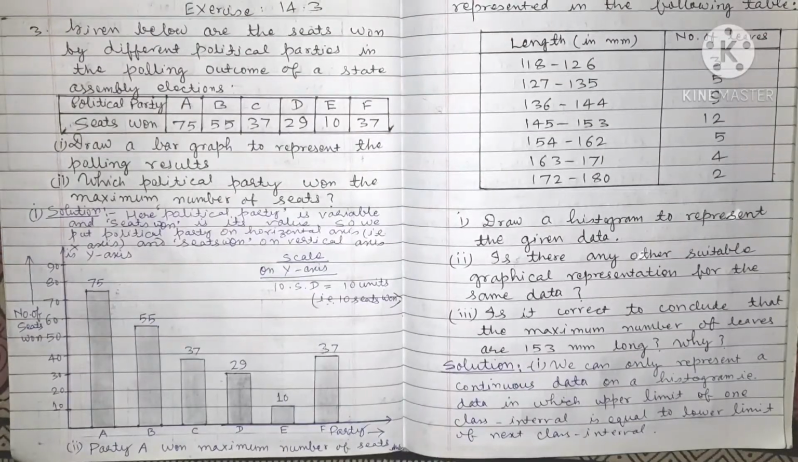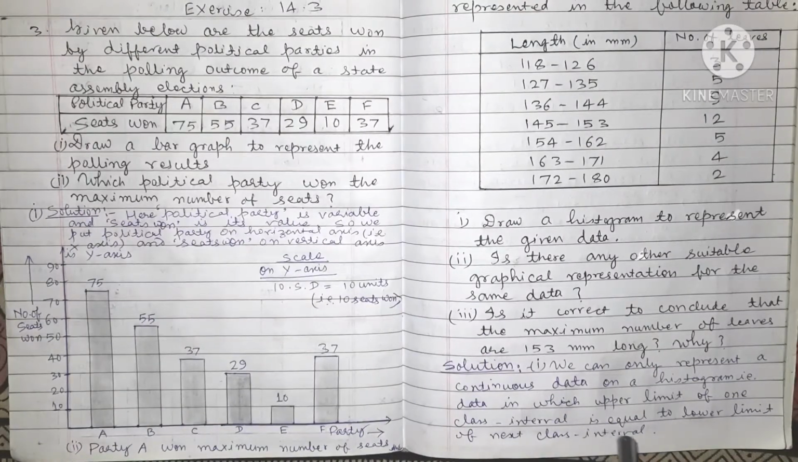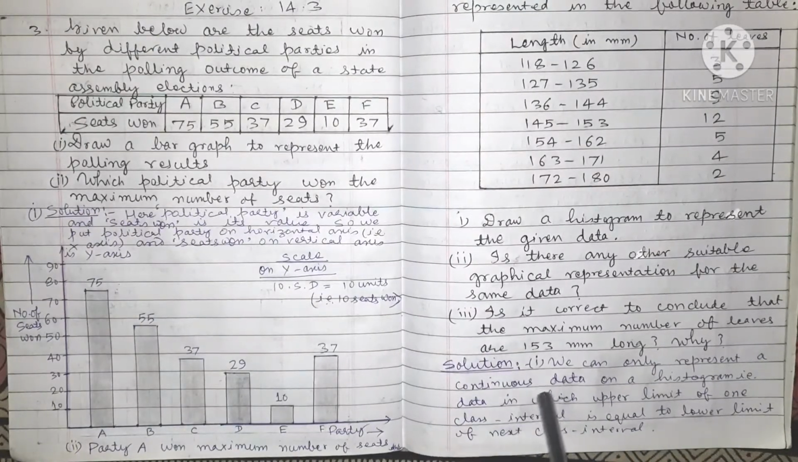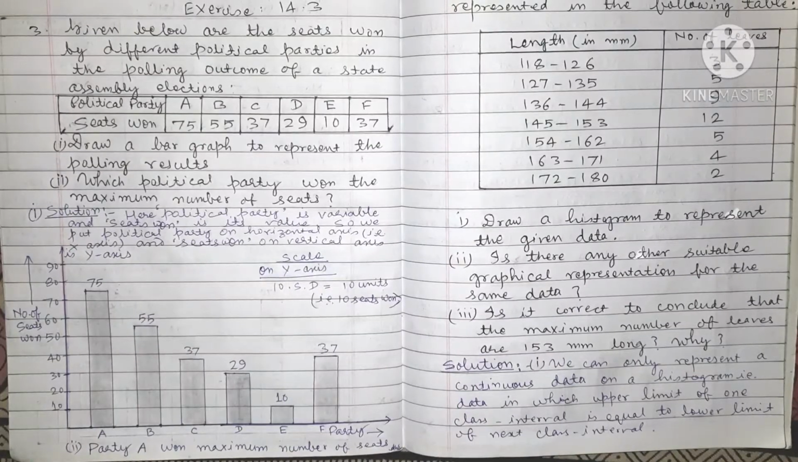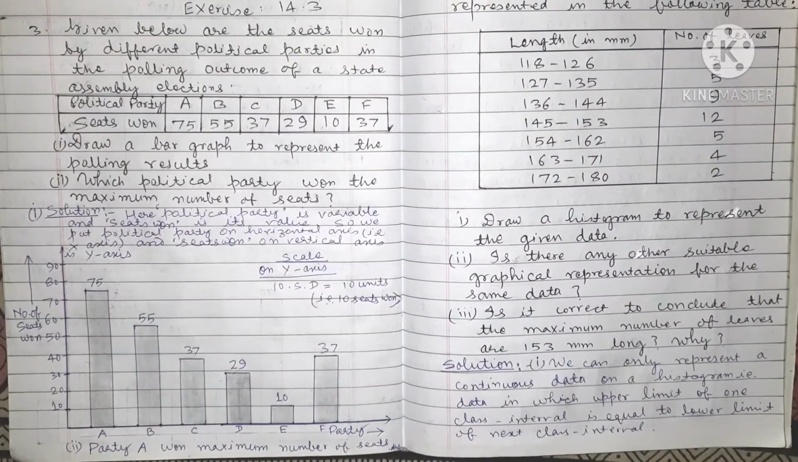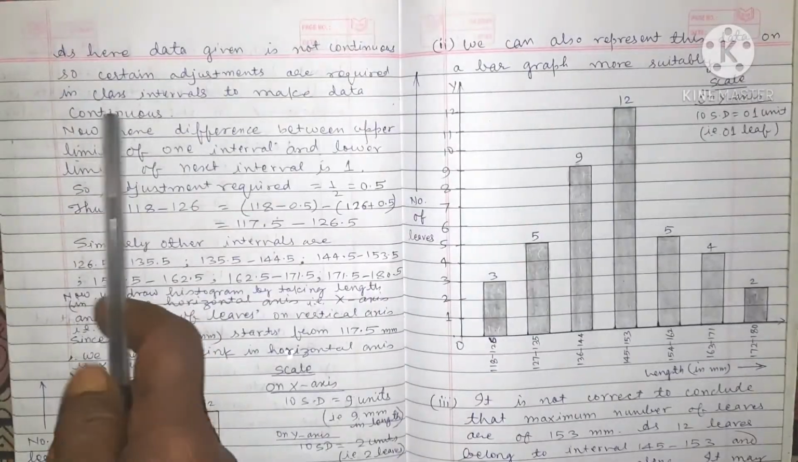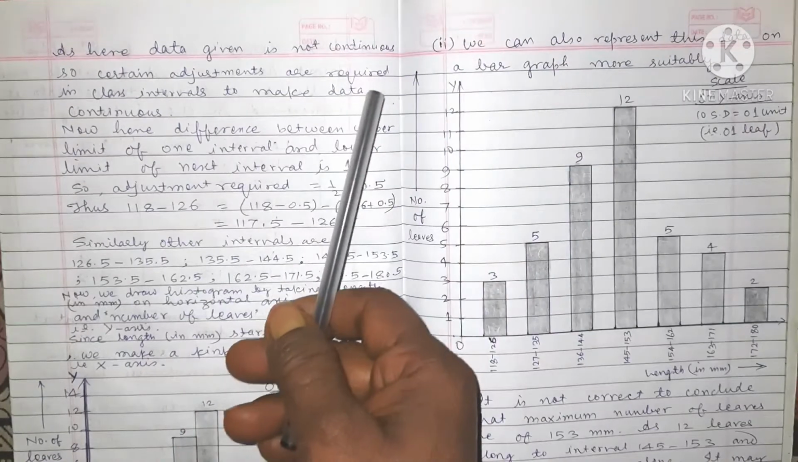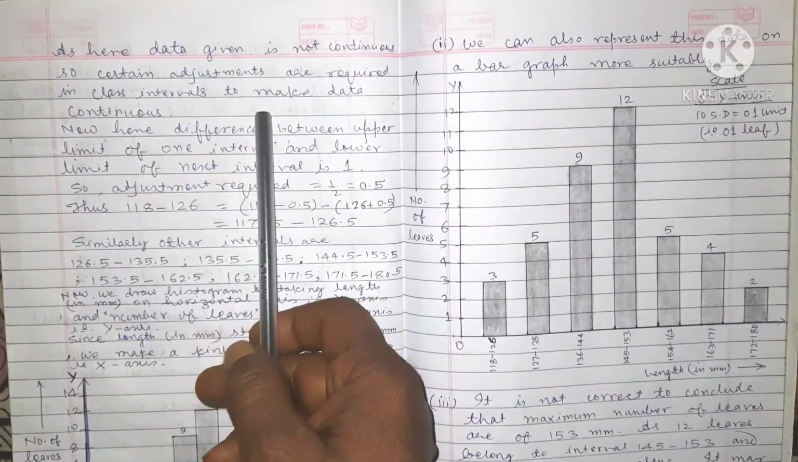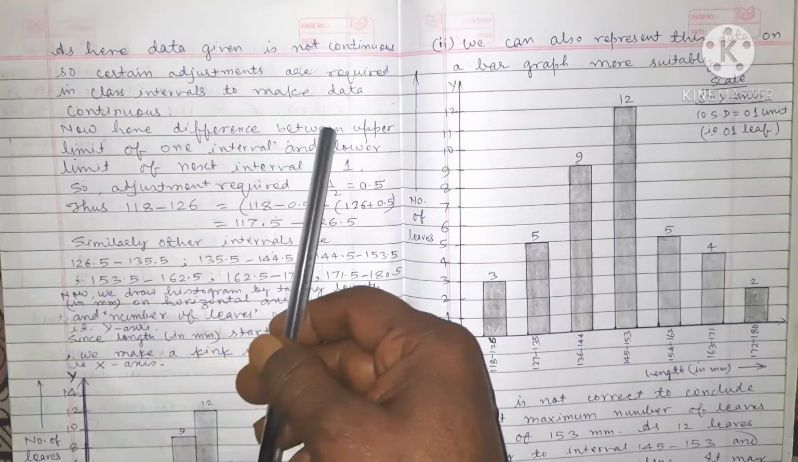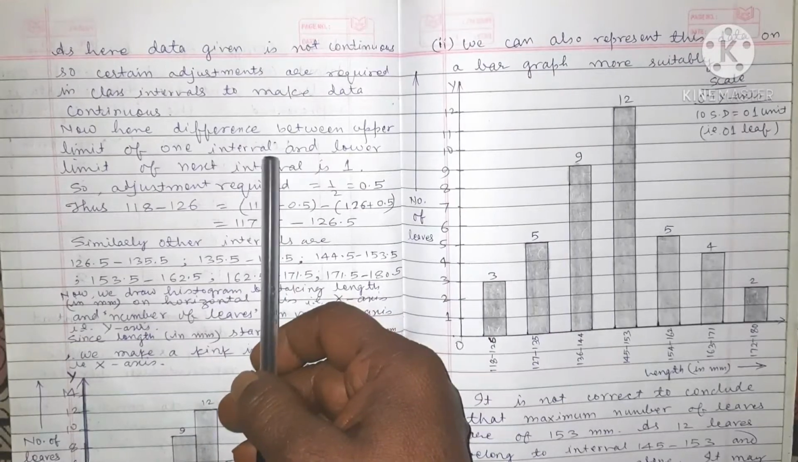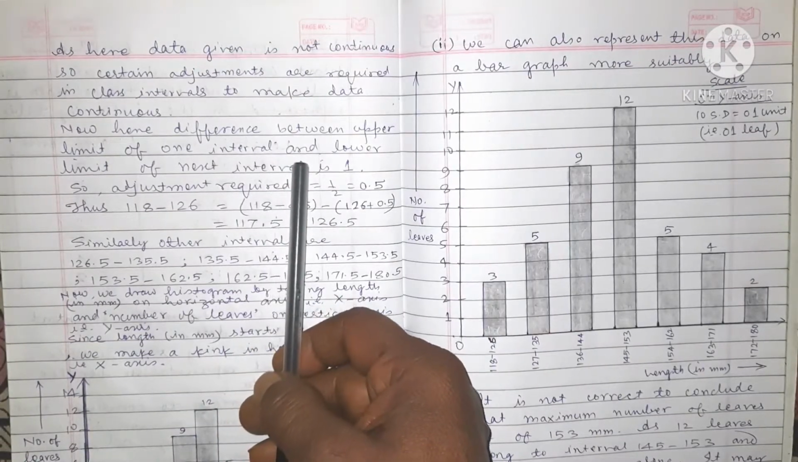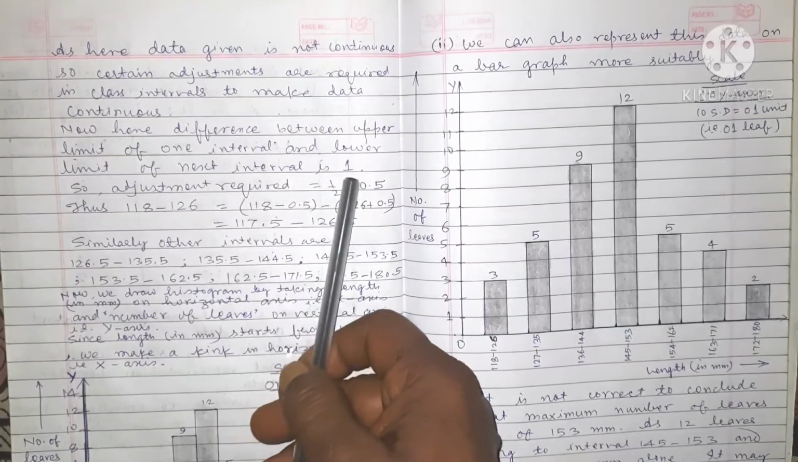For the solution of question number 1, we can only represent continuous data on a histogram, that is, data in which the upper limit of one class interval is equal to the lower limit of the next class interval. As the data given here is not continuous, certain adjustments are required in the class intervals to make the data continuous. Now here the difference between the upper limit of one interval and the lower limit of the next interval is 1.